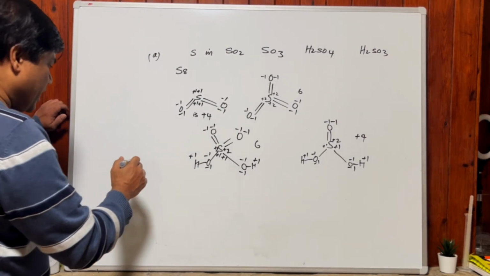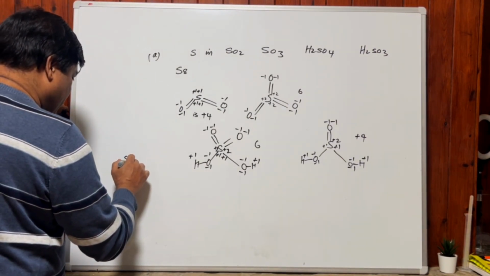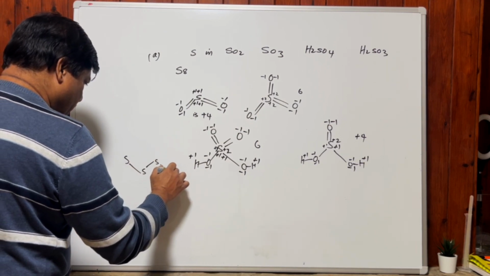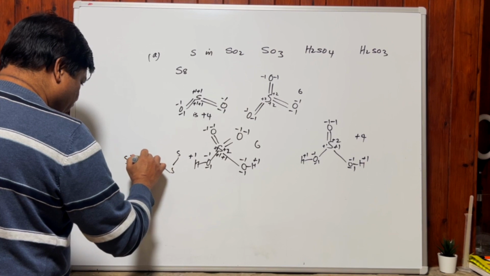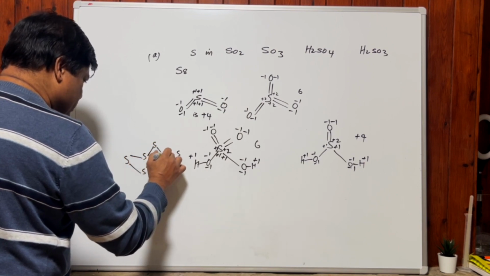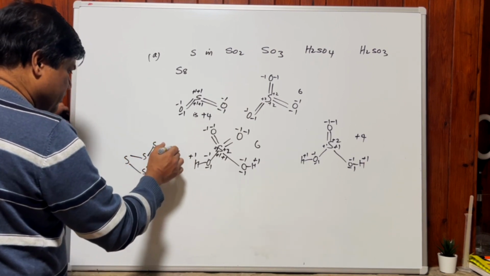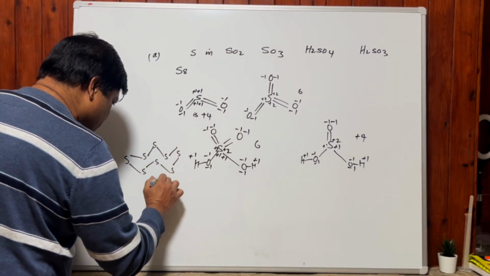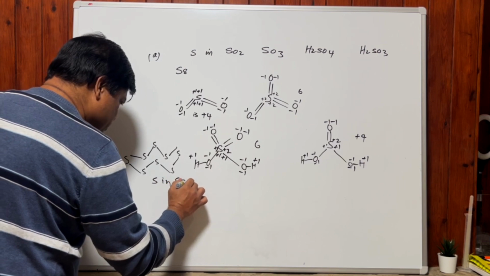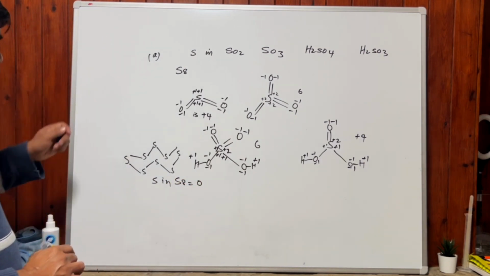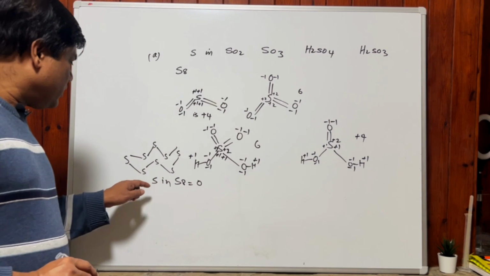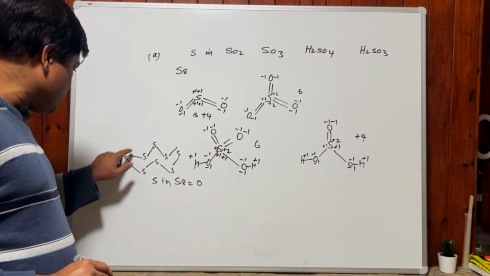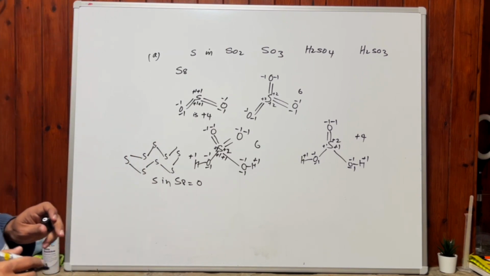Okay, S8, sulfur here forms a crown-like structure. So there will be no difference in the electronegativity of the sulfur. So S in S8 equals 0 in its pure form. Here 0, 0, because there is no difference in electronegativity. 0, 0, 0, 0, 0, everywhere is 0.